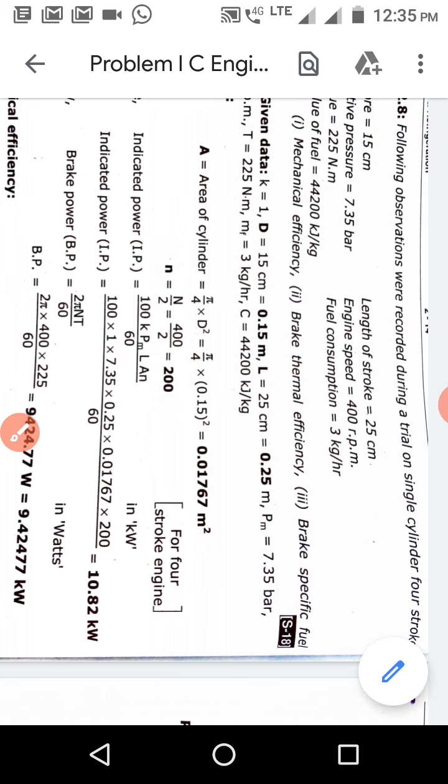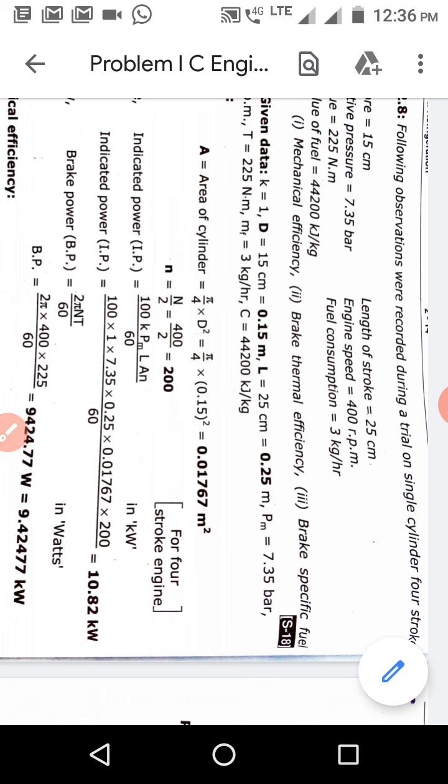So we have put all the data in the formula. K is equal to 1, Pm is equal to 7.35, stroke length is 0.25, area of the cylinder is 0.017, and number of working strokes is 200 divided by 60. Likewise we have calculated the indicated power, and we got 10.82 kilowatt. Now for calculating brake power, it may be quite difficult because net load is not given.